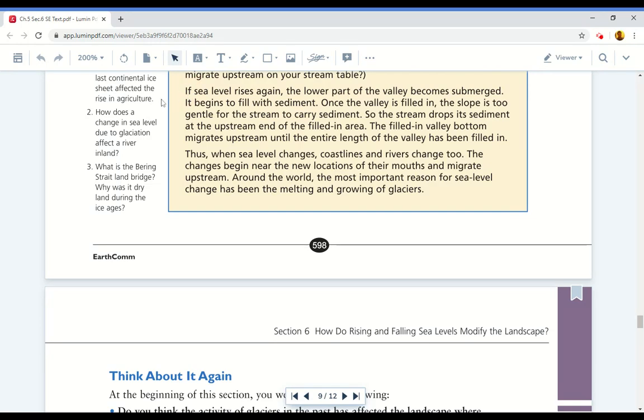If sea level rises again, the lower part of the valley becomes submerged. It begins to fill with sediment. Once the valley is filled in, the slope is too gentle for the stream to carry sediment, so the stream drops its sediment at the upstream end of the filled-in area. The filled-in valley bottom migrates upstream until the entire length of the valley has been filled in.